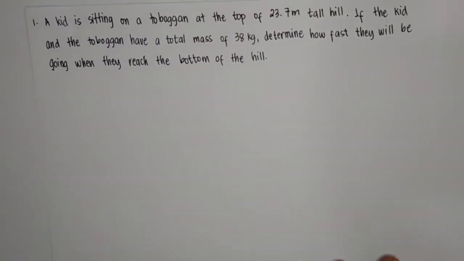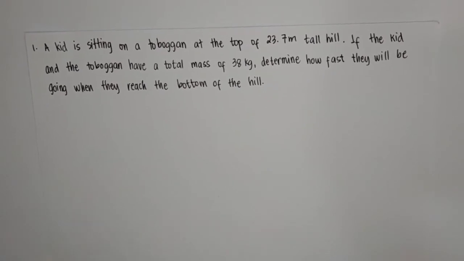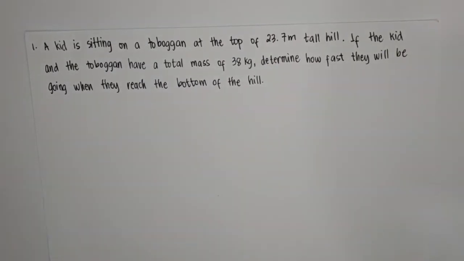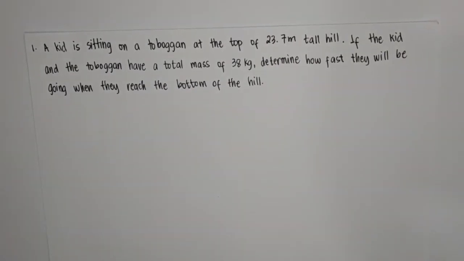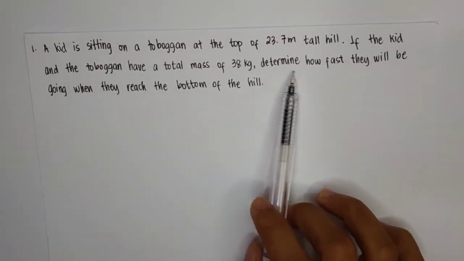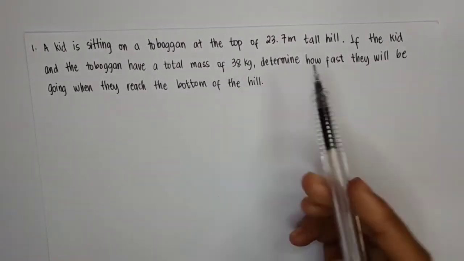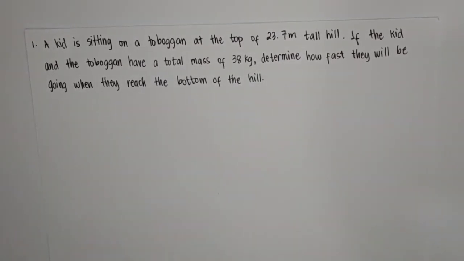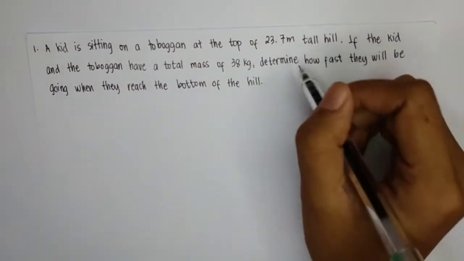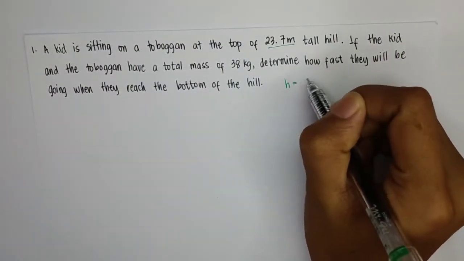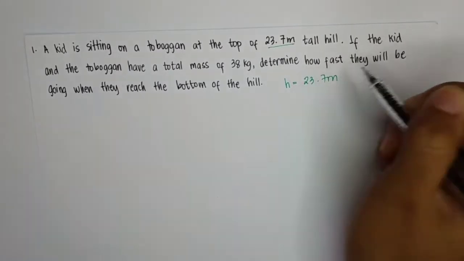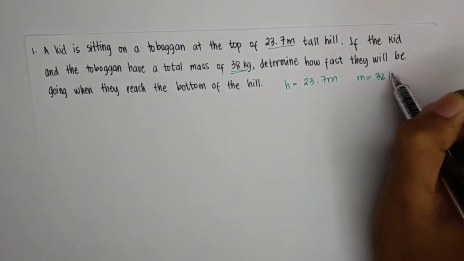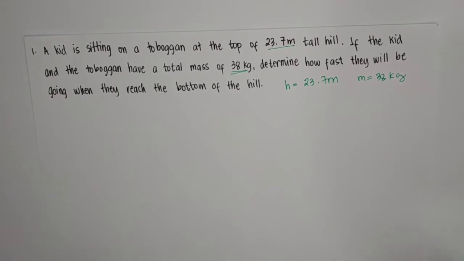We have here example number 1. A kid is sitting on a toboggan at the top of a 23.7-meter tall hill. If the kid and the toboggan have a mass of 38 kilograms, determine how fast they will be going when they reach the bottom of the hill. So let's identify first our given. We have here the height, that is 23.7 meters. Then we have here our mass, that is 38 kilograms. Okay. Then, that is only our given.